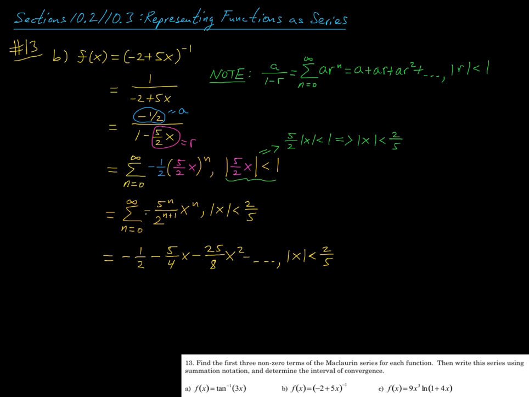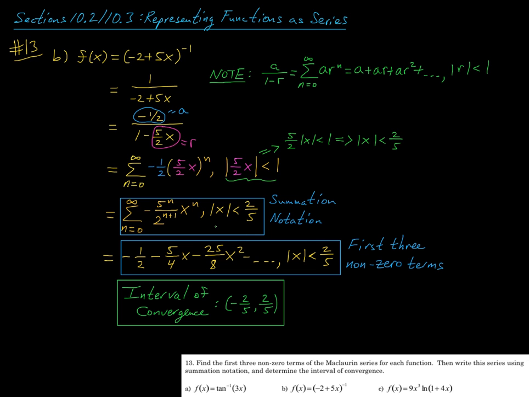When n is 2, I get minus 5 squared. That's minus 25 over, this is going to be 2 cubed, which is 8, and then I get an x squared. All right, so those are the first three non-zero terms. And so in conclusion, here's our answer in summation notation. Here are the first three non-zero terms, and here is the interval of convergence in interval notation. All right, so then let's go ahead and jump into part C.